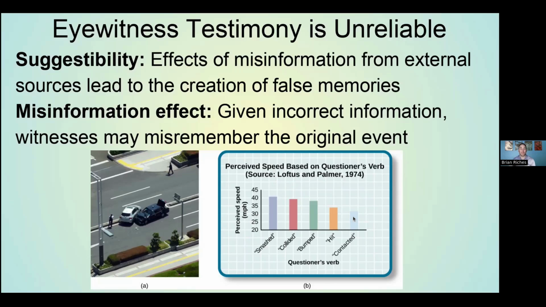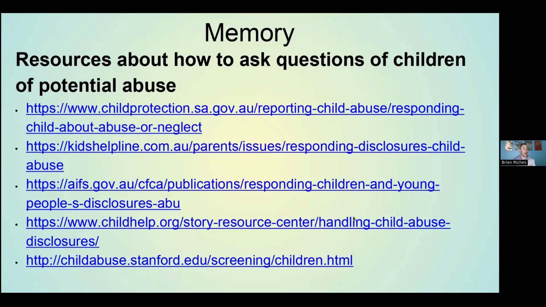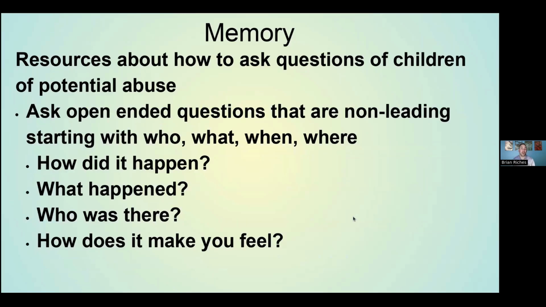So while some specific details are suggestible and malleable, children can't make false memories of things that are outside of their lived experience. So it's not a fun topic to talk about. It is an important topic to talk about, though. And if you want any resources for how to ask children about potential abuse, these slides and all these links are really helpful for that. The main point for this, though, is ask open-ended questions. Let the child do the talking.